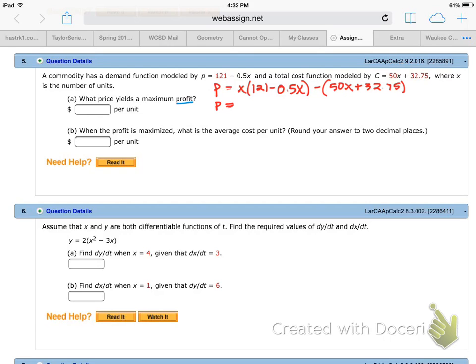The thing that I think in class threw a few of us off is that when I say maximize profit, you have to create the profit function. So that's revenue minus cost that I have up there. Remember, revenue is x times the price function, and then minus the cost function. The tricky part is distributing the x and distributing the negative, so make sure you do that carefully. That's done, and then you combine like terms.